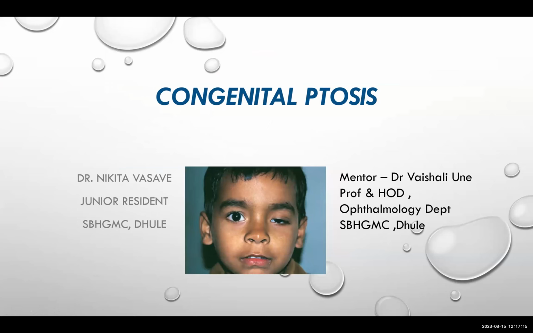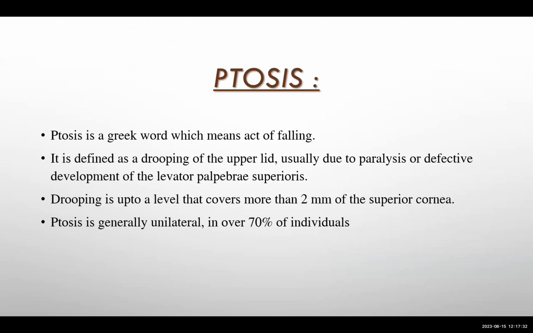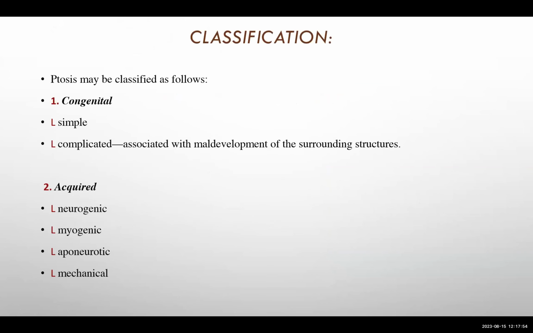First of all, very good afternoon to everyone. I'm Dr. Nikita Vasavi, Junior Resident at SBHGMC Dhule, presenting the topic of congenital ptosis under the guidance of Dr. Vaishali Une ma'am, Professor and HOD, Ophthalmology Department, SBHGMC Dhule. Ptosis is a Greek word which means act of falling. It is defined as drooping of the upper lid, usually due to paralysis or defect in development of the levator palpebrae superioris. Drooping is up to a level that covers more than 2 mm of the superior cornea. Ptosis is generally unilateral and occurs in about 70% of individuals.